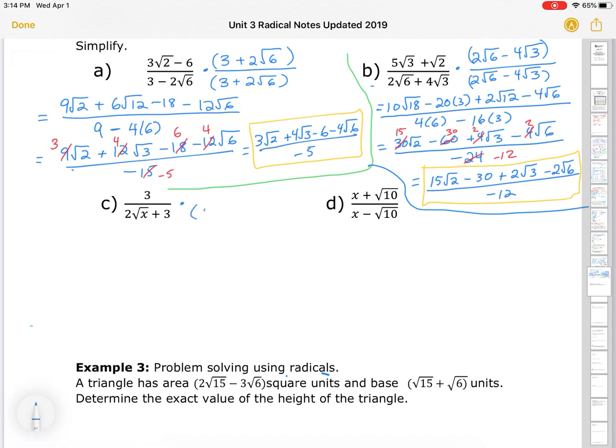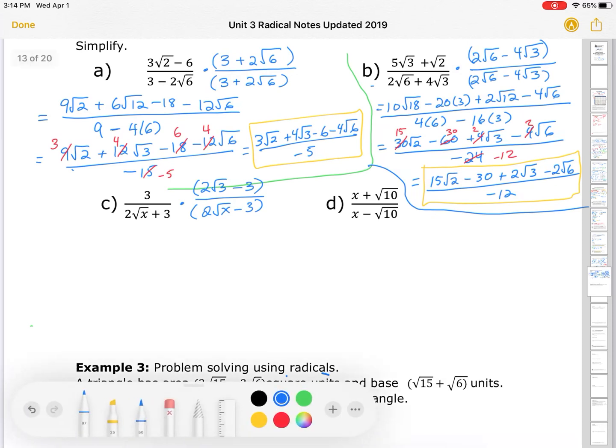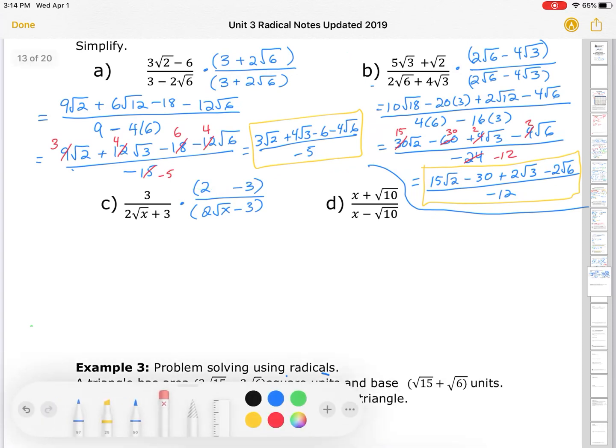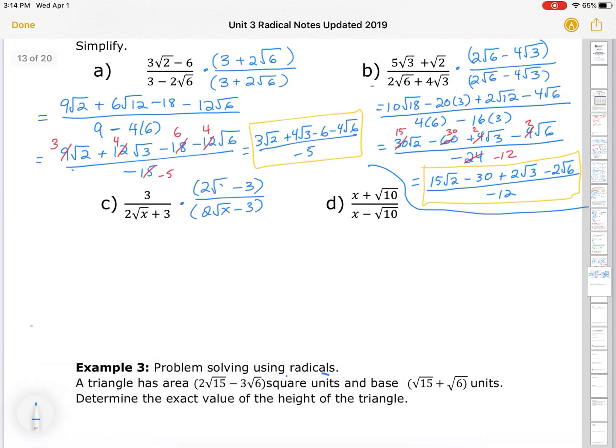Okay, and we're back. So we want to multiply the top and the bottom by the conjugate of the bottom. So that's going to be 2 root x minus 3. So it's the same expression, except we're now subtracting. So on the top, we multiply by the same thing, 2 root x minus 3.